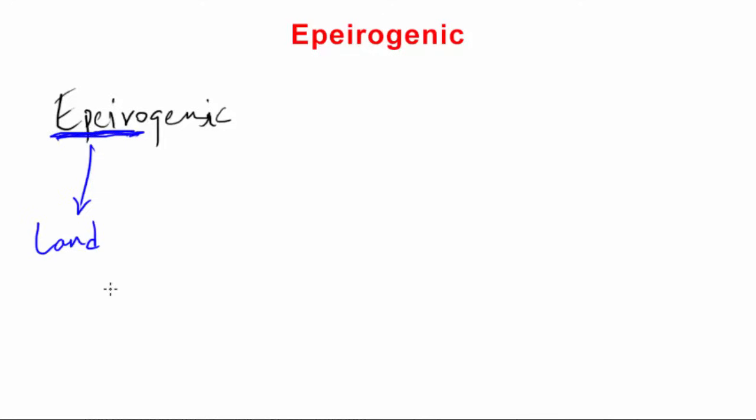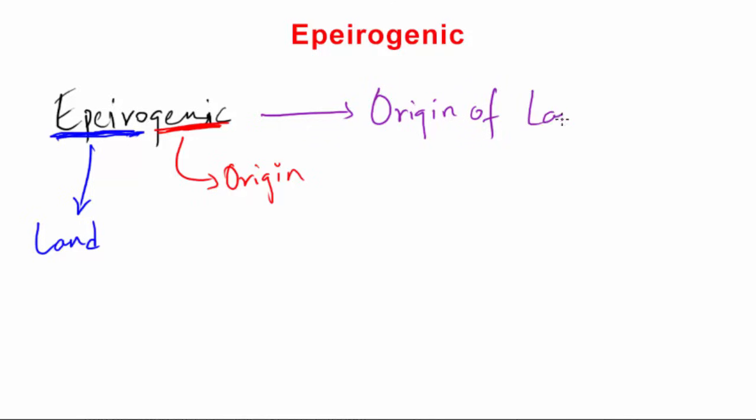The first one is epeirogenic movement. The word epeirogenic, let's break the word. The meaning of the word epeiros is land and genic can be derived from genesis, which means birth or origin. So together epeirogenic means the origin of land.